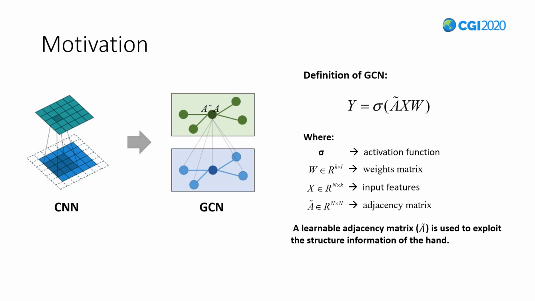As you can see on the slide, the definition of the graph convolution network is this equation. The y is the output of the layer, and x is the input. W is the weight matrix, and A is the adjacency matrix. In this paper, we use a learnable adjacency matrix to exploit the structure information of the hand. In this way, the algorithm can have a better performance.